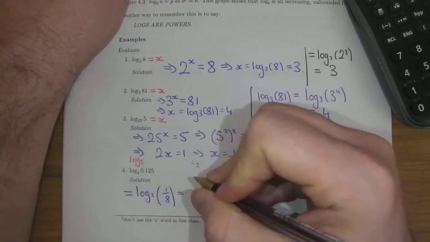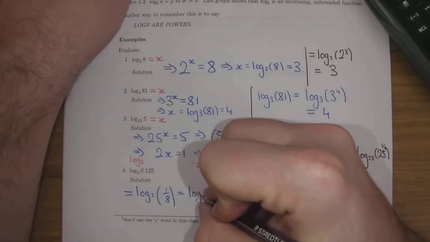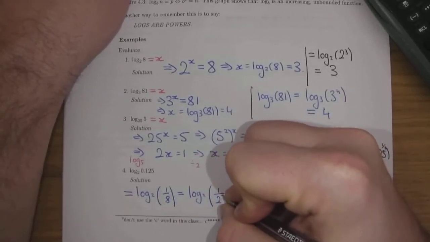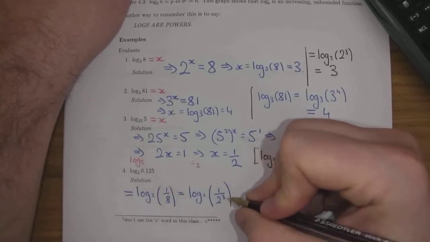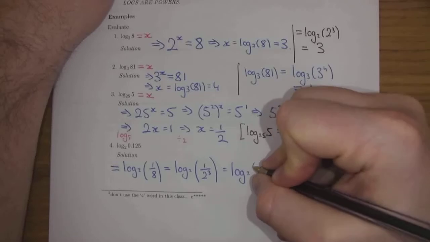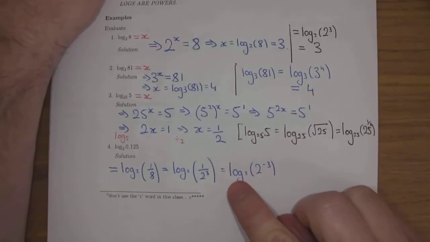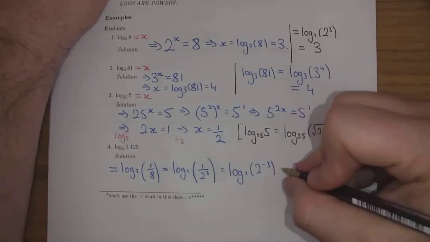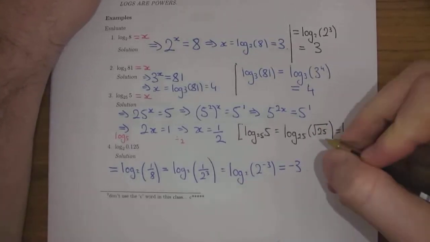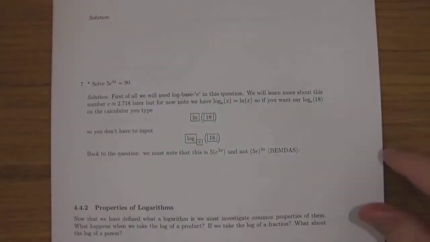And what is 8 in relation to 2? It's 2 by 2 by 2, 2 cubed. And then division is negative powers. And then 2 to the power and log base 2 are inverses, so the log base 2 gets rid of the 2 to the power, and you're just left with -3. Okay. So this is kind of working with logs.